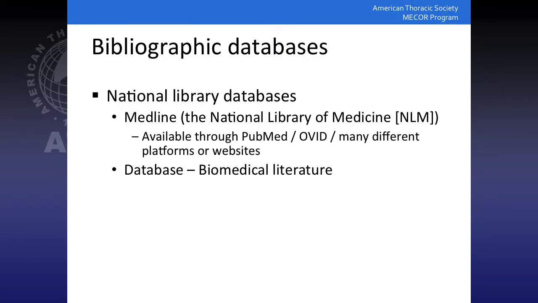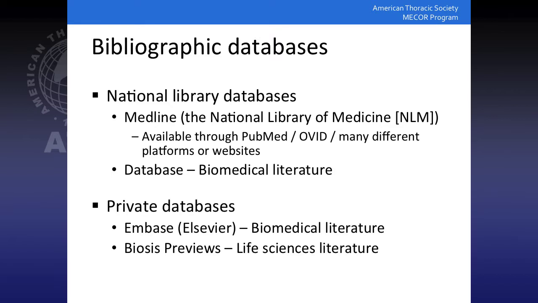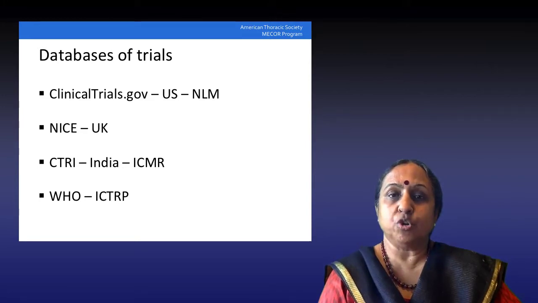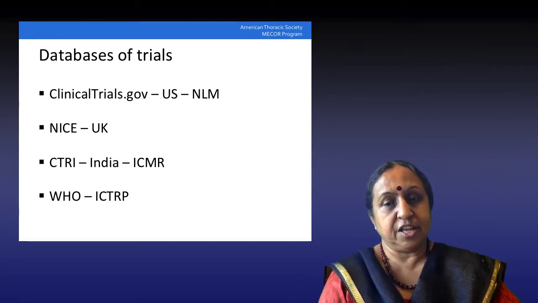Bibliographic databases: the national libraries have produced some of these, and PubMed, Medline is produced by the National Library of Medicine, on the website of PubMed. You also have Medline through Ovid or many other platforms. This is a database of biomedical literature from biomedical journals. You have private databases owned by publishers: Embase from Elsevier, which is again biomedical, and BIOSIS Previews, which is literature from life sciences journals.